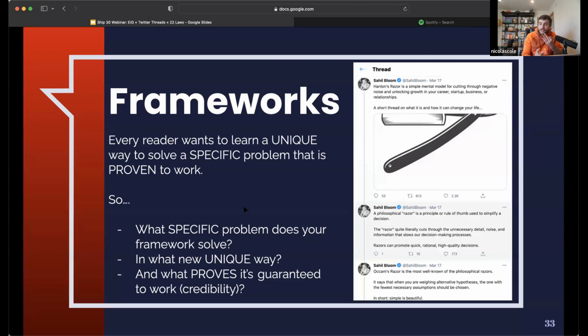Okay, so those are the 3 pieces of a framework. And frameworks work very well because everyone wants to solve a problem in their life, right? So get specific on the problem and then go, here's the new and unique way that we can help you solve it. And here's why you should trust me. Here's where this information is coming from.